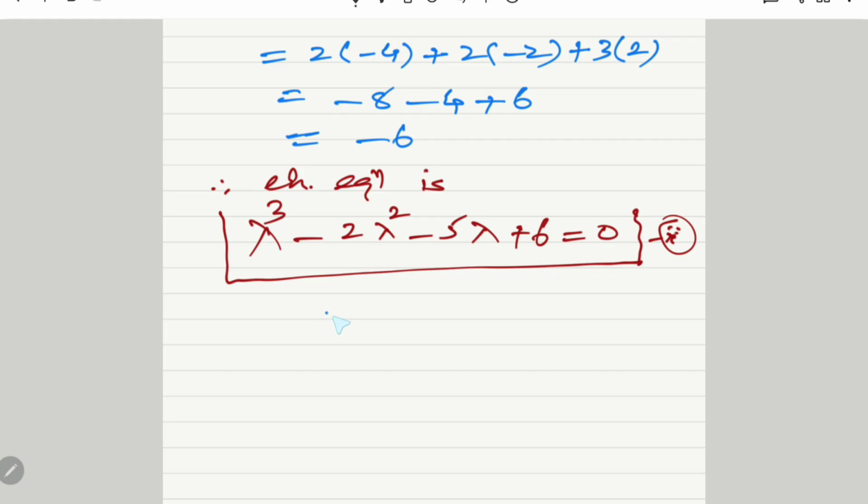Here the coefficients are 1, minus 2, minus 5 and 6, and there are shortcut methods for plus 1 and minus 1. This is a trial and error technique. If the sum of the coefficients is 0, we get 6 plus 1, 7 minus 7, we get 0, and therefore 1 is the root always. Directly we can go for 1.